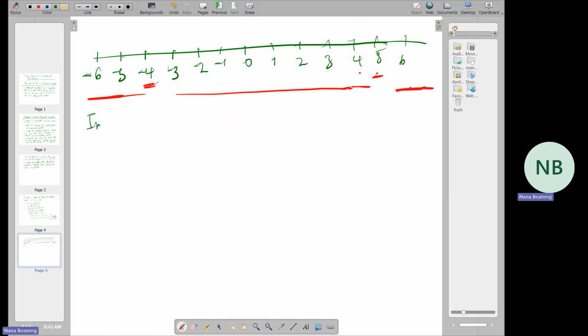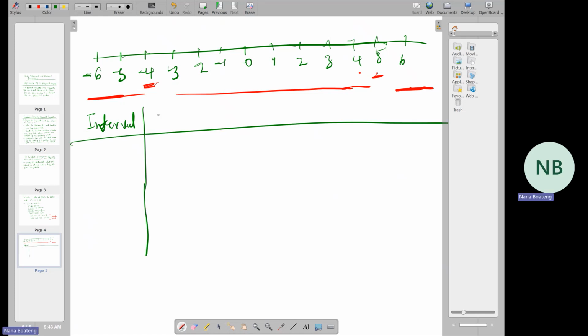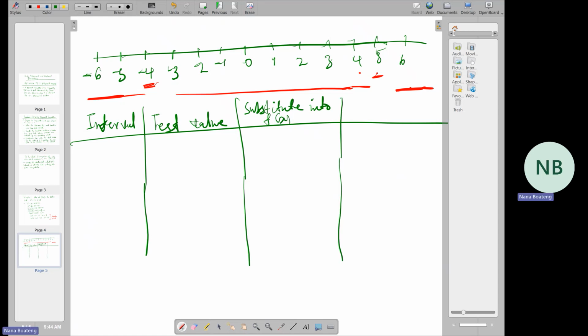So let's say this is our interval that we are picking from. This is our test value. This is substituted into f of x. And after we evaluate the test value, we'll write our conclusion here.